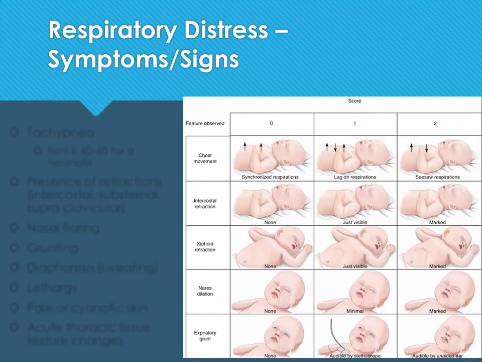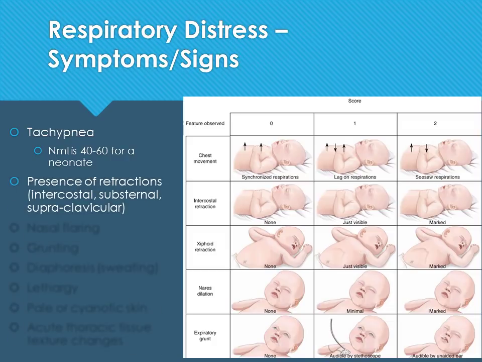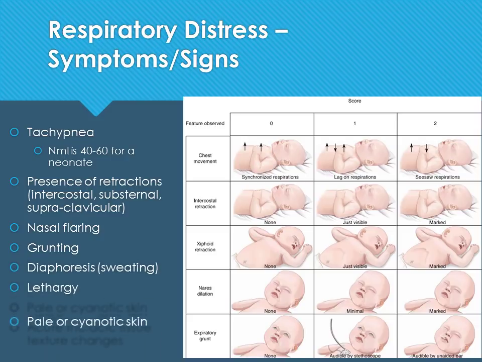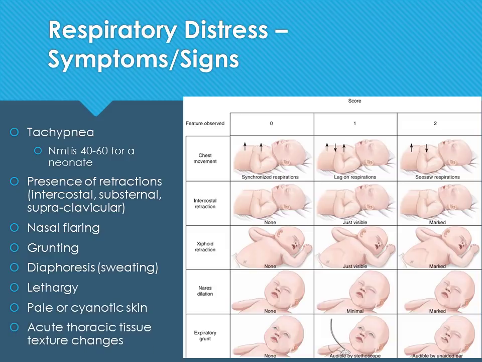The signs and symptoms of respiratory distress are things that I've talked about in prior lectures, such as tachypnea. Remember that in newborns, they can breathe up to 60 breaths per minute, so tachypnea is quite quick for them. Presence of retractions, which could be intercostal, substernal, supraclavicular. They could have nasal flaring. They could be grunting with every single breath, like a tennis player. They may be diaphoretic. They may be lethargic. Their skin may be pale or cyanotic, showing that they're not getting enough oxygen. And they could have acute thoracic tissue texture changes.